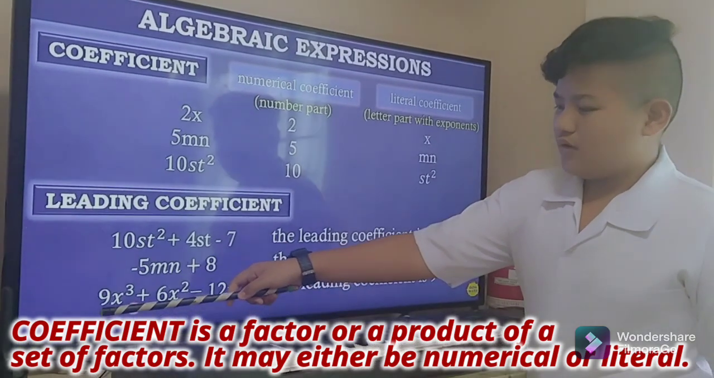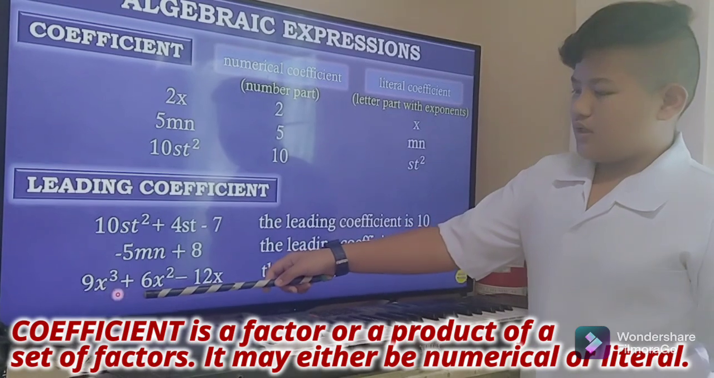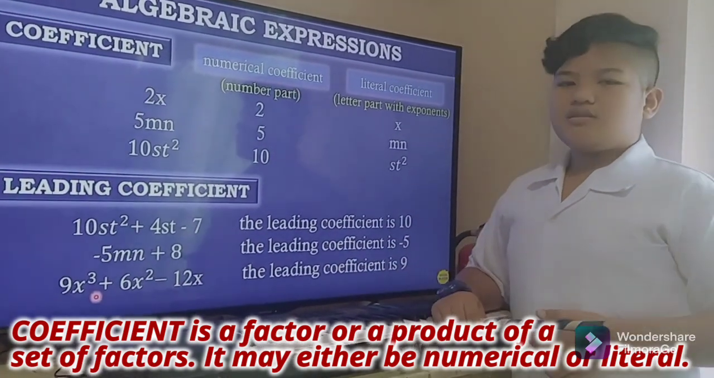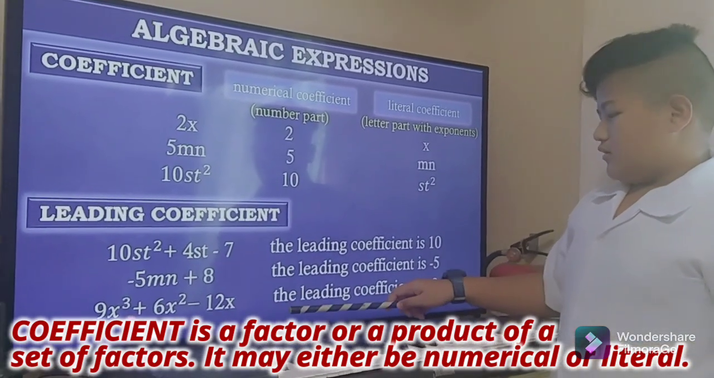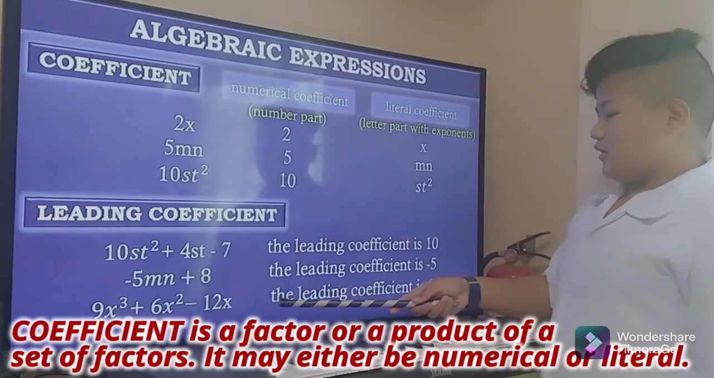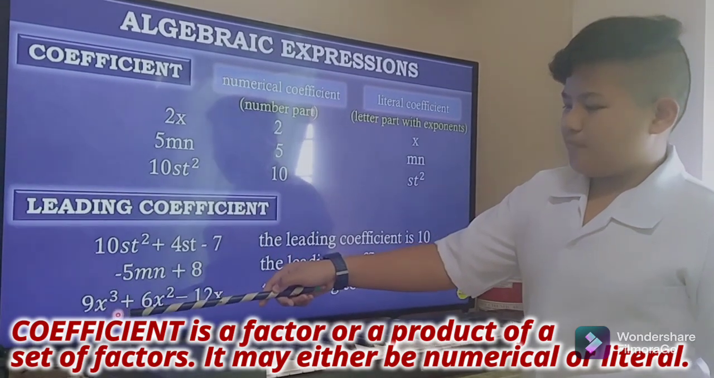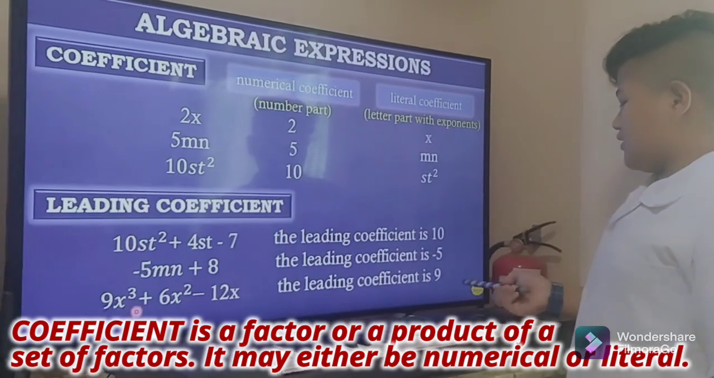Final example, 9x to the third power plus 6x squared minus 12x. It is a trinomial because it is a polynomial with 3 terms. The leading coefficient is arranged in descending order. So the leading coefficient of 9x to the third power plus 6x squared minus 12x is 9.